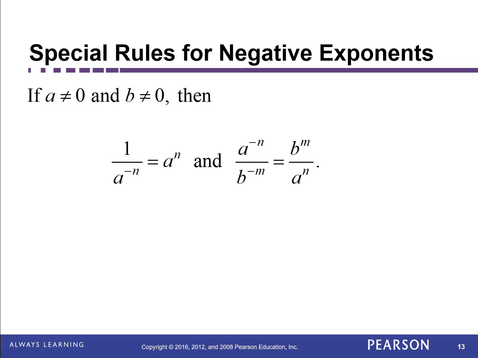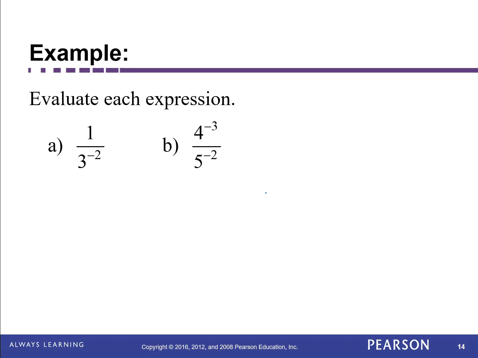So simply changing positions from top to bottom can change you from a negative to a positive in either direction. Okay, and a to the negative n over b to the negative m is the same thing as b to the m over a to the n. Notice we just changed positions here to get both positive exponents. So let's evaluate each of these expressions.